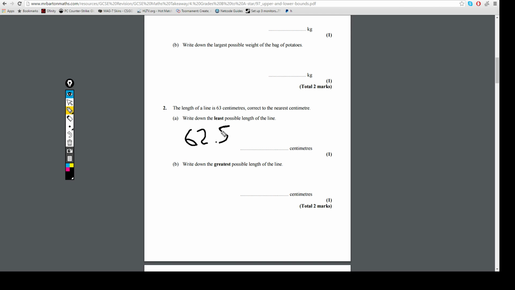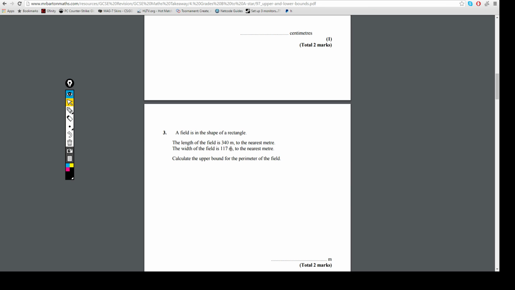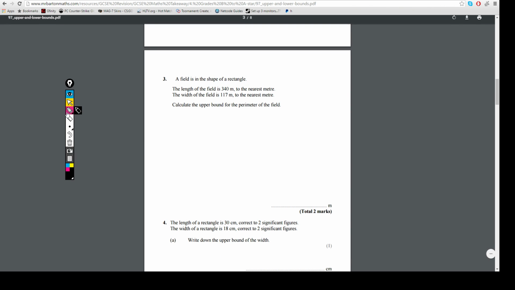It's kind of the same concept as there. And we've got the same kind of question again, just repeated. Write the greatest possible value, and that would be 63.5. They are pretty much the same question. Okay, that is great. And now let's move on to another question. Let's hope they get a little bit harder.